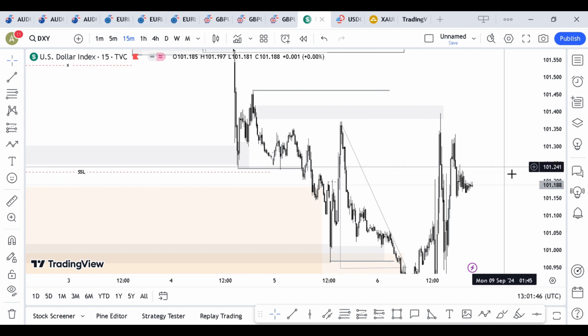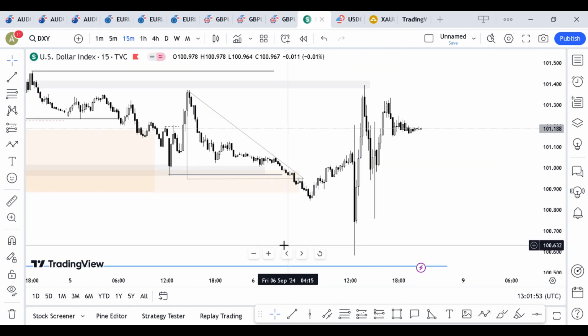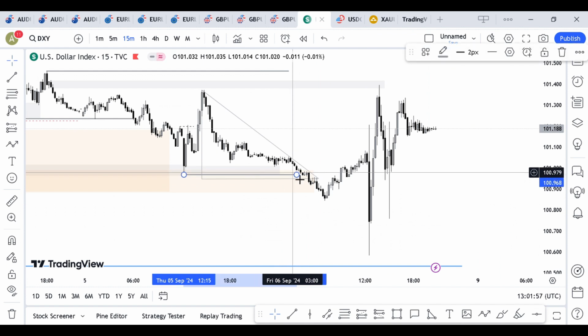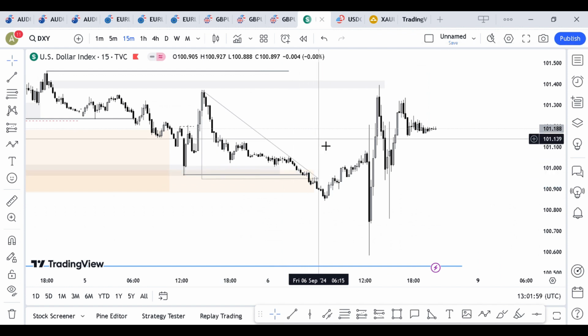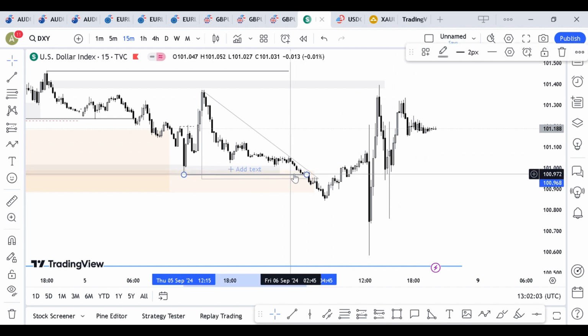Okay, so when it was coming down, I marked that as my descending triangle, but price broke through, so I wasn't interested in this pair because I wasn't seeing so much of a setup. So let me also do an analysis on this one.